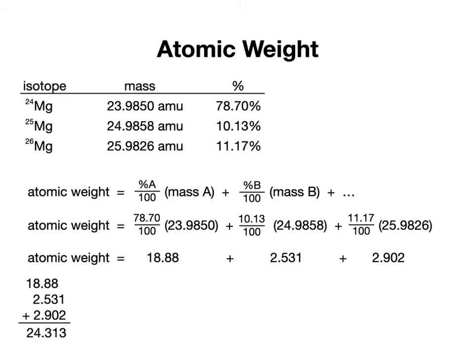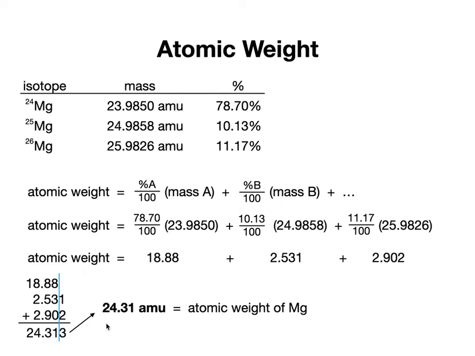Now remember, class, when you add, whichever term has the fewest decimal places, that's how many decimal places your answer is going to have. So we would end up with 24.31 atomic mass units. That is the atomic weight of magnesium, okay?